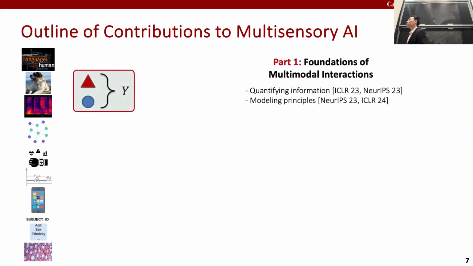In the first part, we're going to dive very deep into this problem of multimodal interactions. So in this setting, you have two modalities, X1 and X2, and there's some common label they want to predict given these two modalities. Now, this is a very general setup. It is a core building block of any multimodal problem, this problem of multimodal fusion.